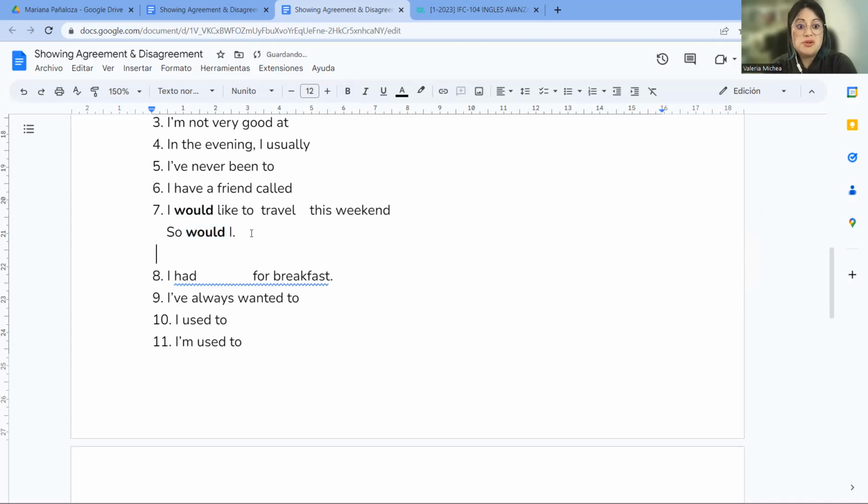Or if you don't agree, maybe, I wouldn't. Just like that, remember, when you don't agree with something, it's a short answer. I would like to travel this weekend, so would I, agree. I would like to travel this weekend, I wouldn't, meaning I don't agree. All right, so this one was one that you needed to pay attention to.